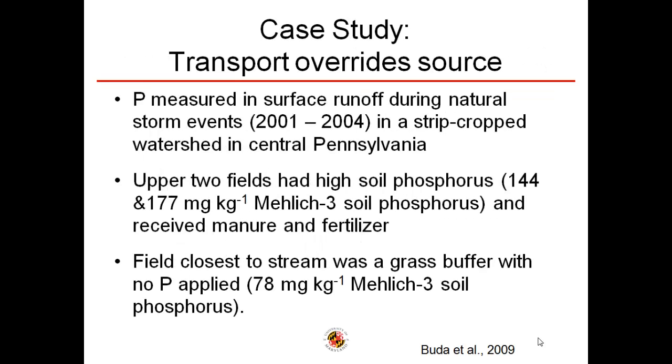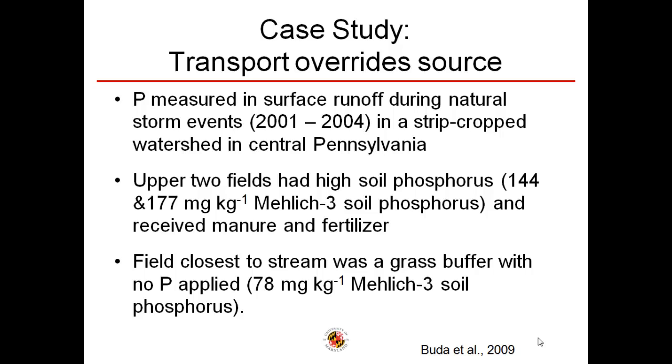So here's a case study out of Pennsylvania. Phosphorus was measured in surface runoff during natural storm events between 2001 and 2004, in a strip-cropped watershed up in central Pennsylvania. The upper two fields had a high soil phosphorus, not super high, but above agronomic optimum, 144 and 177. That's milligrams per kilogram Mehlich-3, which is roughly FIV, so you can just think of it as their Maryland FIV. And these fields routinely received dairy manure and fertilizer, starter P.